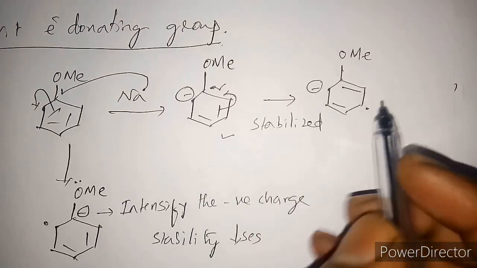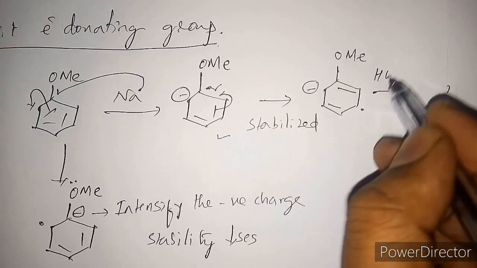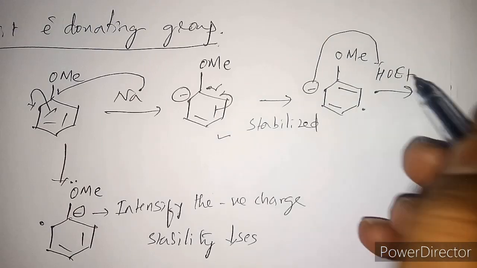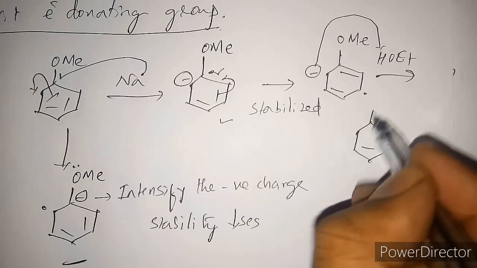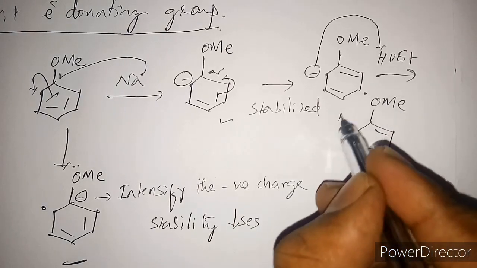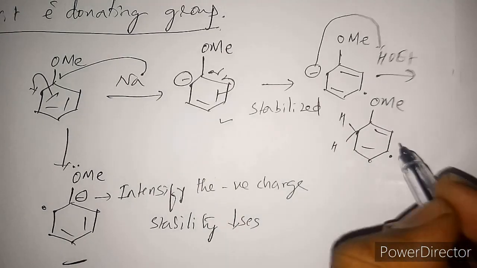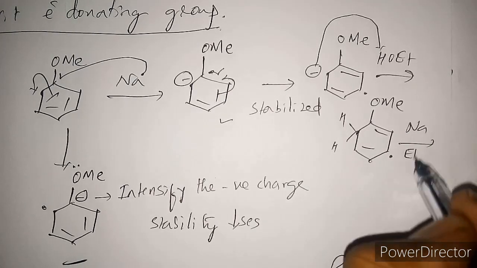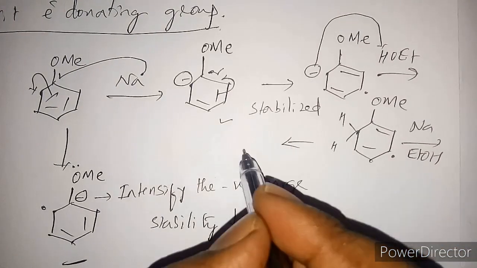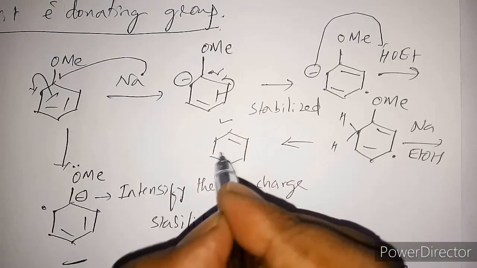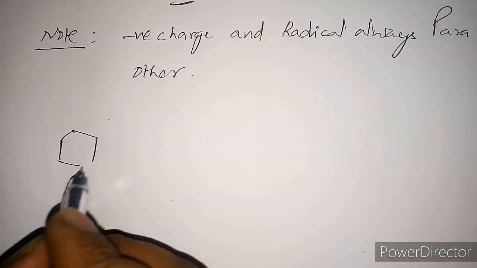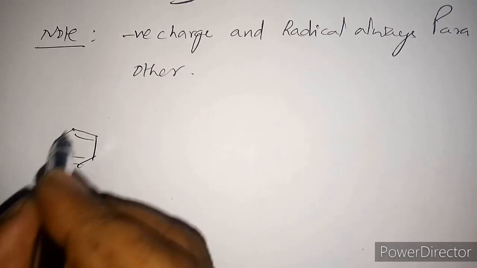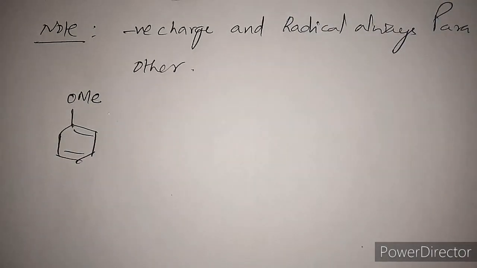Now after getting this intermediate, the negative charge will take up the proton from methanol or ethanol. So we will get OMe, and here we will get H, radical. Now again sodium will give an electron and takes up proton from ethanol. So therefore we will get the product, OMe. Now in this product, once you get the product OMe, so we get this product.